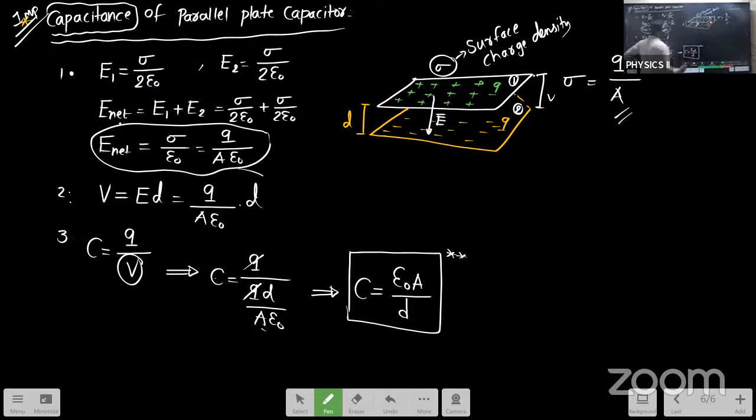Next, what we are supposed to determine? The potential developed across this capacitor. And what is the formula for that? V is equal to E into D. Already we have determined the value of E. What is the value of E? Q divided by A epsilon naught, into D.